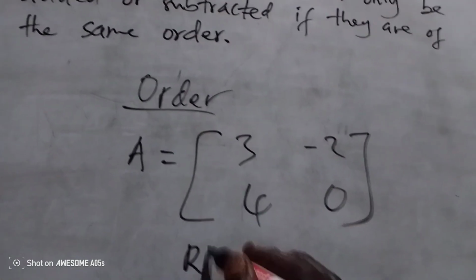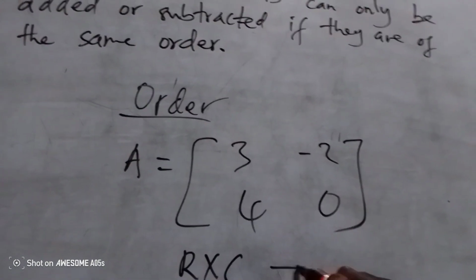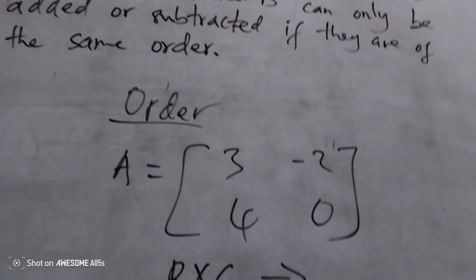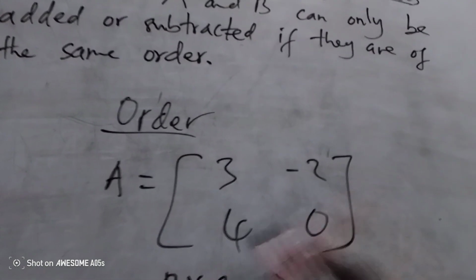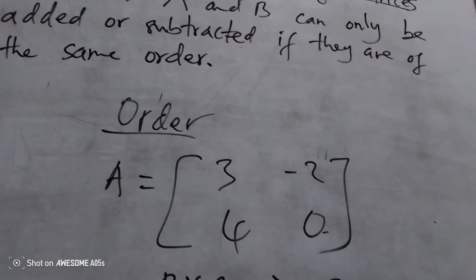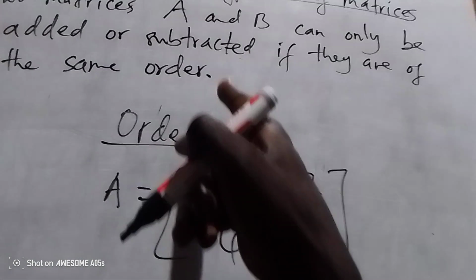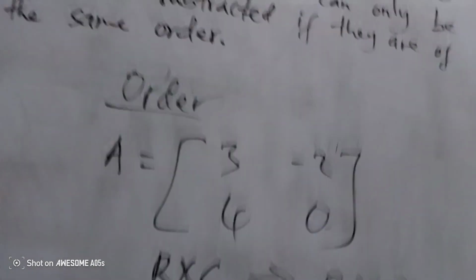What is the order of this matrix? You say row by column. So if you look at the number of rows, we have got 1, 2. So this is 2 by columns 1, 2. So this is a 2 by 2 matrix.